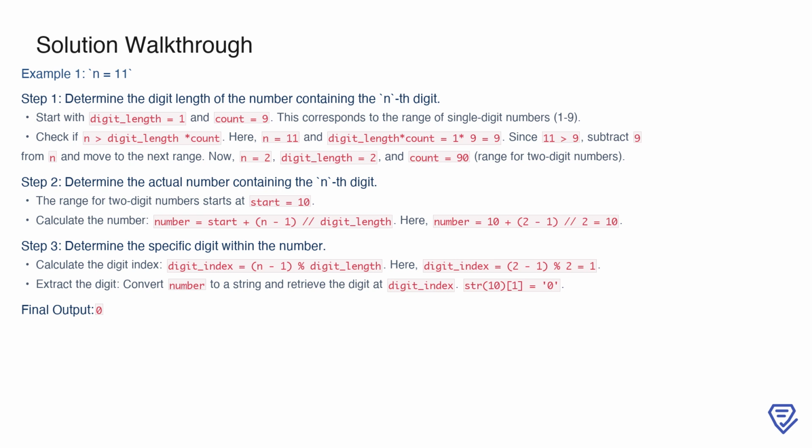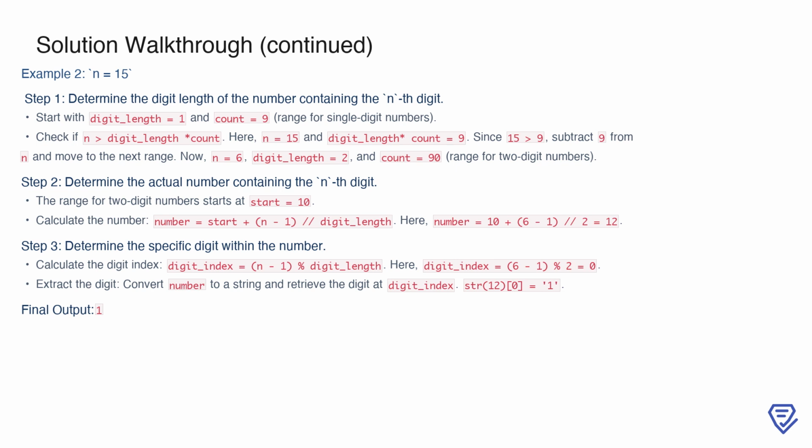Now that we know the digit length, the next step is to find the number that contains the second digit in this range. The range for 2-digit numbers starts at 10, so we calculate the number using the formula start plus the integer division of (n - 1) by the digit length. Substituting the values, we get 10 plus (2 - 1) divided by 2, which equals 10. Finally, we determine the specific digit within this number. Using the formula for the digit index, we calculate (n - 1) modulo the digit length. Here, (2 - 1) modulo 2 equals 1. Converting the number 10 to a string, we access the digit at index 1, which is 0. Therefore, the output is 0.